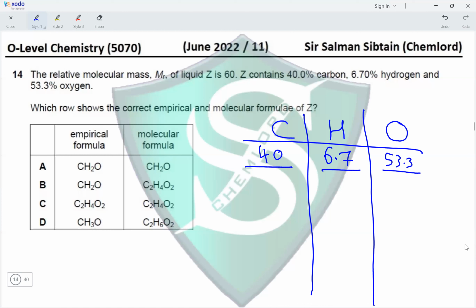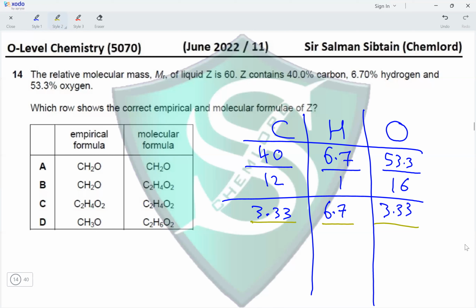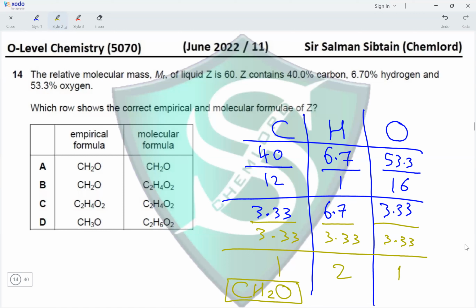So in the first step, we divide these by their ARs. Carbon has 12, hydrogen has 1, oxygen has 16. So we end up with values of 3.33 for carbon, 6.7 for hydrogen, and 3.33 for oxygen. In the next step, we divide all of these values by the smallest value. The smallest value here being 3.33. So we divide each of these with 3.33, and this gives us a ratio of 1 is to 2 is to 1, based on which we end up with the empirical formula of CH2O. So options A and B have CH2O. Options C and D do not have CH2O, so C and D have been eliminated.